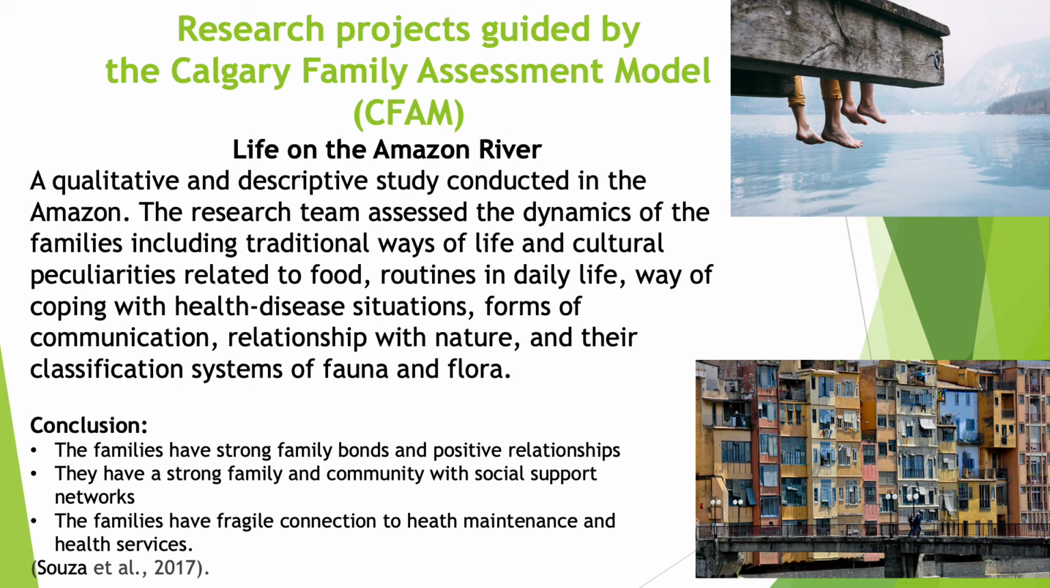The second research project guided by the Calgary Family Assessment Model was titled Life on the Amazon River. In this study, it was a qualitative and descriptive study conducted in the Amazon, and the research team assessed the dynamics of the families, including traditional ways of life and cultural particularities related to food, routines in daily life, way of coping with health disease situations, forms of communication, relationship with nature, and their classification system of fauna and flora. At the conclusion of this project, it was identified that the families have a strong family bond and positive relationships, and that they have a strong family and community with social support networks. But the families have fragile connection to health maintenance and health services.